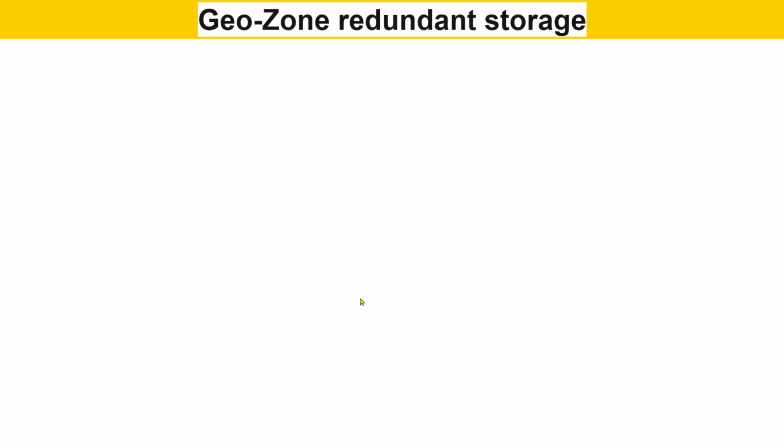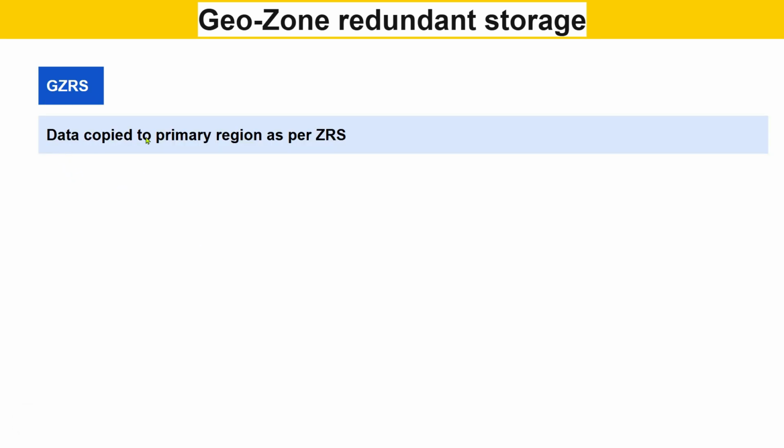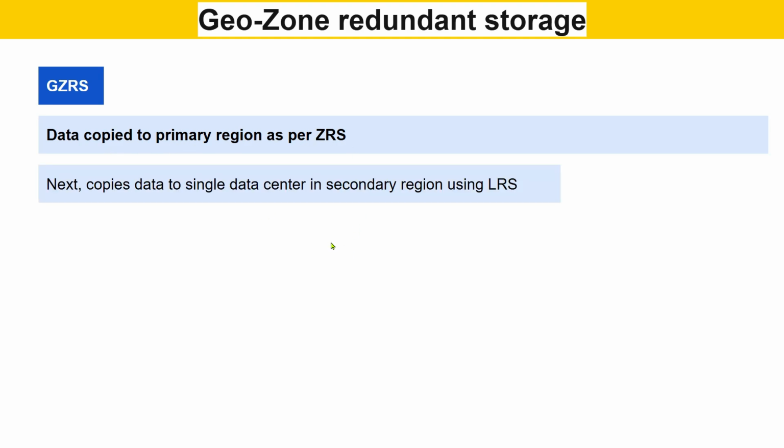Now let's see Geo-Zone-Redundant Storage. This is pretty simple. In GZRS, data is copied to the primary region as per ZRS, zone redundant storage. What happens in zone redundant storage? Are you able to recall? Zone redundant storage means in one city, for example Pune, you have 3 availability zones. That means in Pune there are three different locations where you have zones. So your data is there in 3 different data centers in a single city.